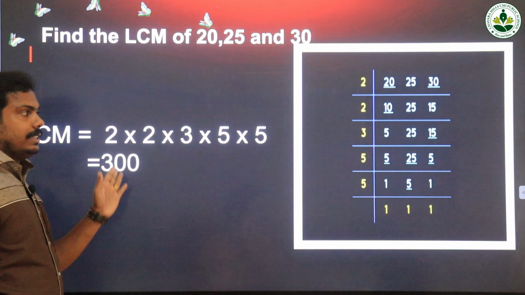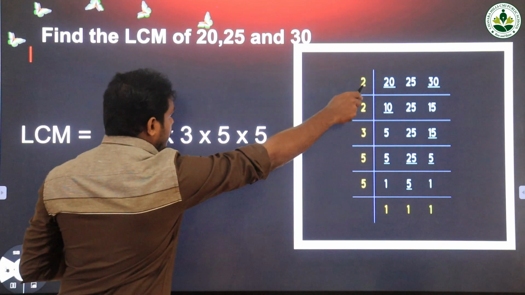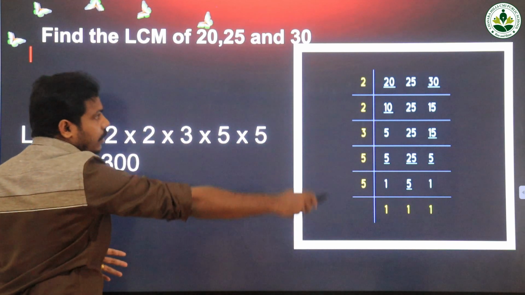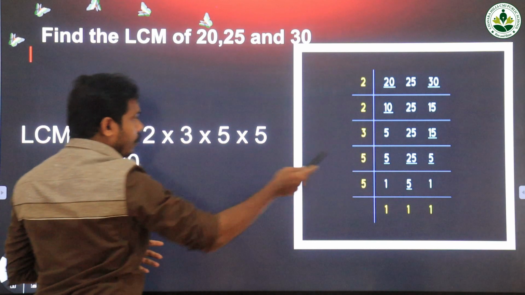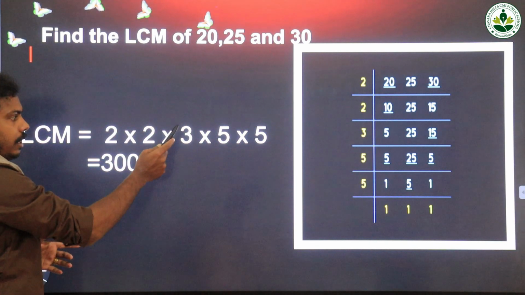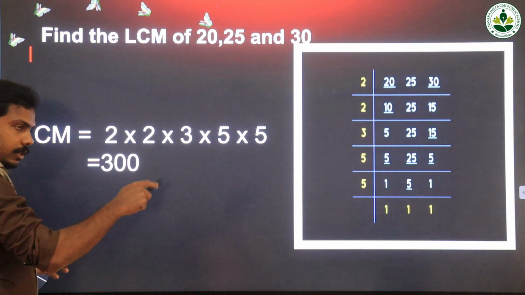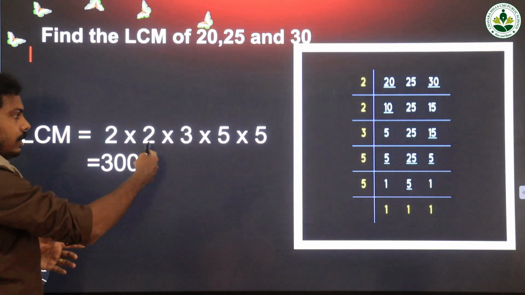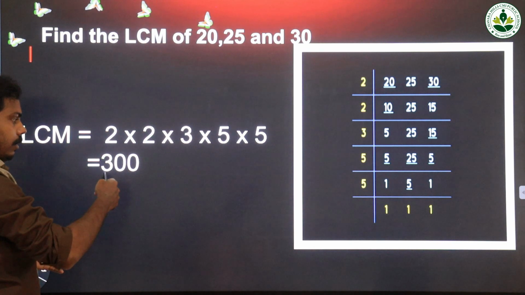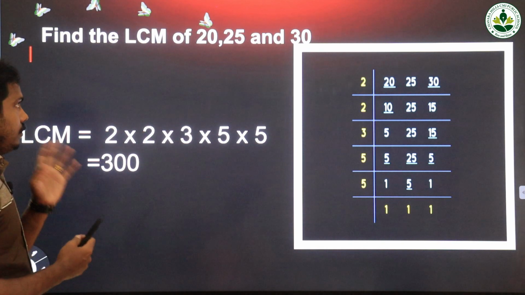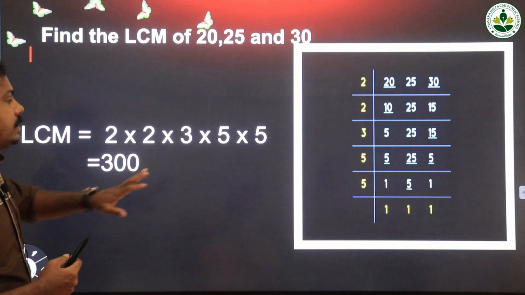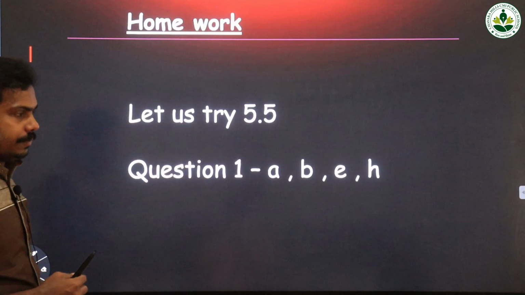Now the LCM is the product of the divisors, that means the product of the prime numbers 2 into 2 into 3 into 5 into 5. 5 5s are 25 into 3, 75, 75 into 2 double of 75, 75 plus 75, 150, 150 plus 150, 300. So LCM of 20, 25, 30 is 300.